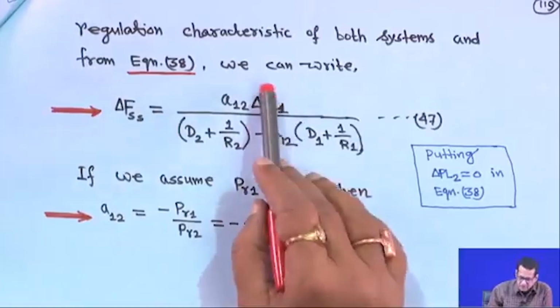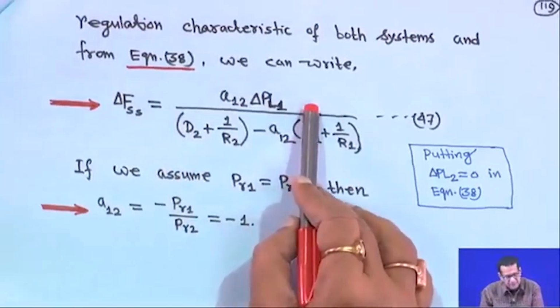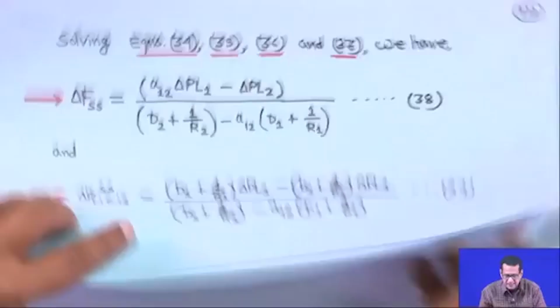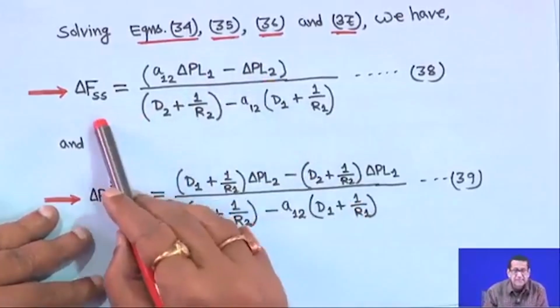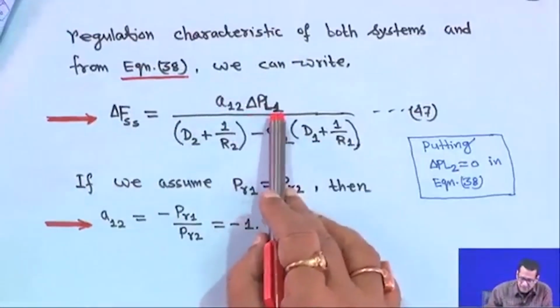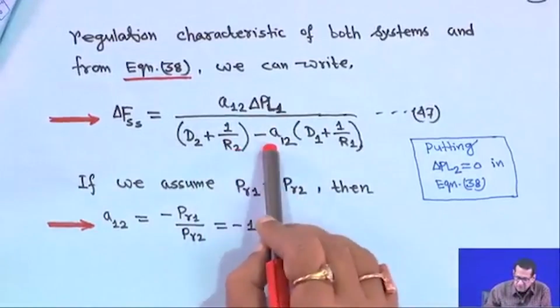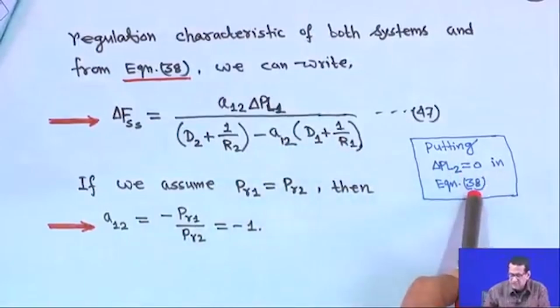So we can write the steady state value if delta PL2 is equal to 0. Here in area 1 only the load has increased and delta PL2 is 0. Then delta F SS is equal to a12 delta PL1 upon D2 plus 1 upon R2 minus a12 into D1 plus 1 upon R1, putting delta PL2 equal to 0 in equation 38.